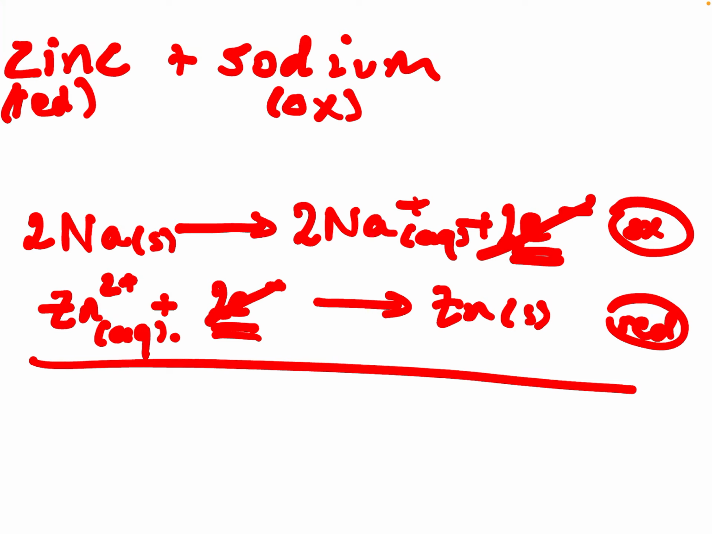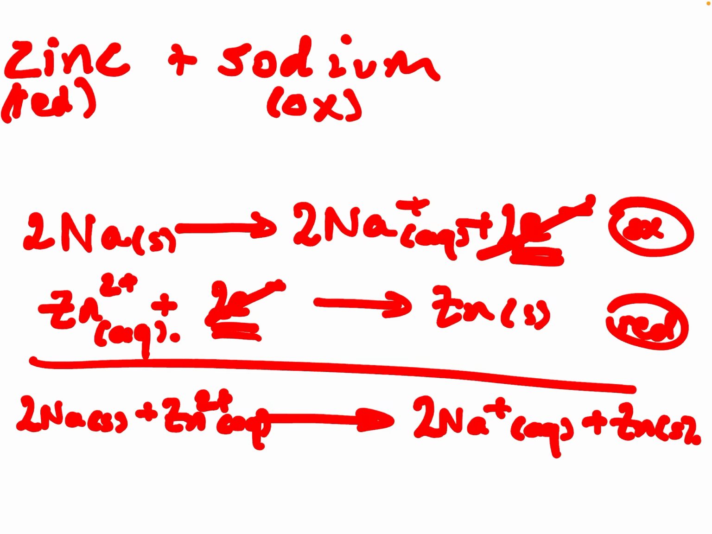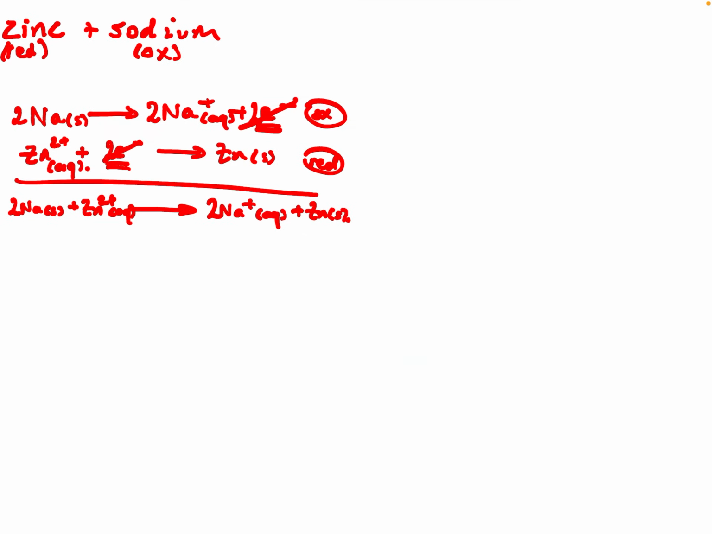substances together. So if they're on the same side, like I said yesterday, then they just go on the same side in your redox reaction. So that's 2Na plus zinc 2+, and that gives us 2Na+ plus ZnS. Okay, so this should be nice and simple for us.